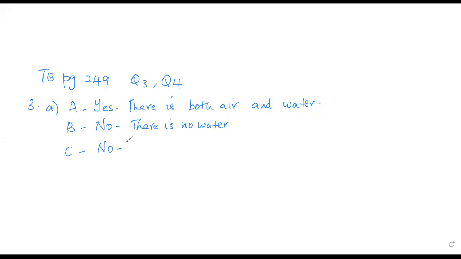Because the iron nail is coated with zinc. So zinc here is the sacrificial metal. Okay, so the zinc is protecting the iron metal from rusting.